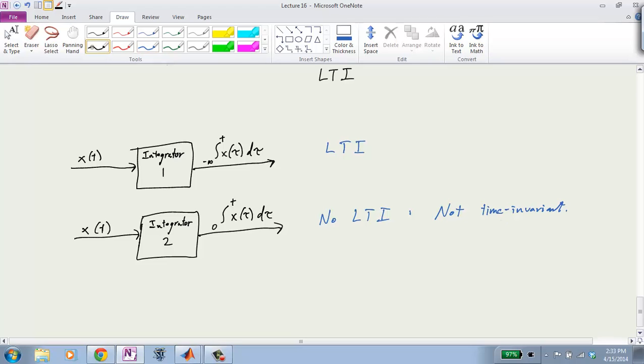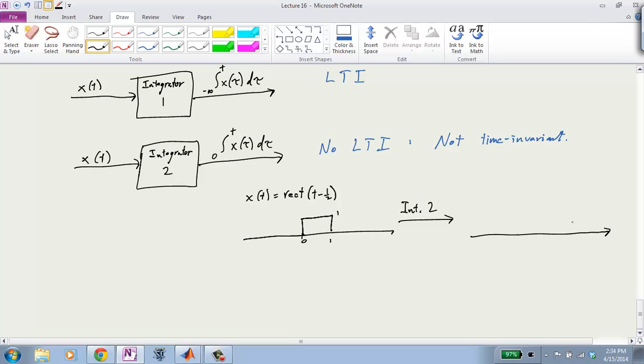Put in something like, if x of t is a rect of t minus a half. So that means it's like this, 0 to 1, right? Okay, if you put that into this system, what is the output? Say this is integrator 1. Let's say this is integrator 2, right? We're trying to show that integrator 2 is not time invariant. So what we get out is, for each t, the integral of this thing from 0 to that t. For every negative t, it's just 0. And for t positive, at first you start going up at a slope of 1 until t exceeds here, and then it's flat again, right? So that's the output.